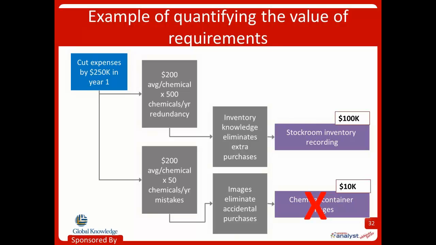Second feature. Similarly, the images are going to help the user avoid accidental purchases because they're going to be able to see it. They're going to recognize the container and say, yeah, that's the thing I need. But what we learned is that this only happened about 50 times per year. So $200 still on average per chemical, and I only do it 50 times a year. Well, there you go. My benefit's much, much smaller. Just looking at these two features alone, one of them contributes to our overall objective significantly, the other doesn't. So it seems pretty obvious in this case we would build the stockroom inventory recording feature, but we would cut the container images feature.